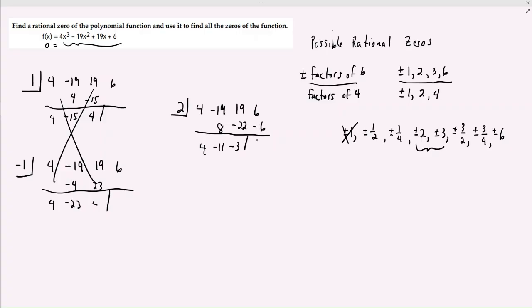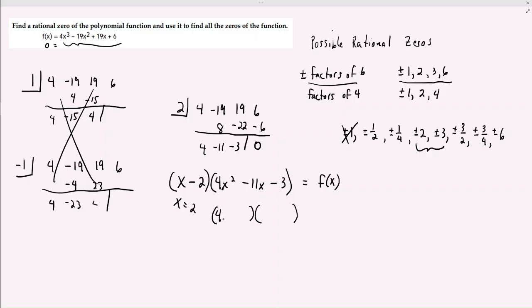And there it is. Okay, so we know that x minus c, which is x minus 2, and 4x squared minus 11x minus 3 is another way to factor f of x. So we know one of the zeros of f of x is x equals 2. Now the question is, can we factor this? If we can factor it, it's a little easier.